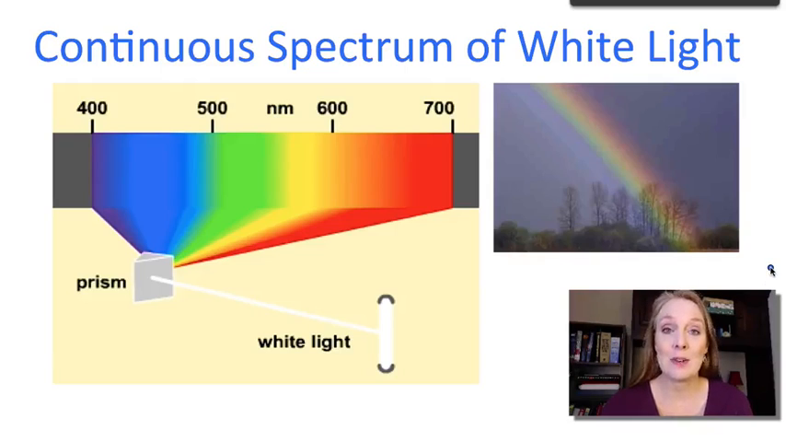Recall that a continuous spectrum of white light can be separated into its component colors by a glass prism. The prism bends the light, and some colors of the light are bent more than others due to differences in their wavelengths. We are observing the same process when droplets of water in the atmosphere separate sunlight into its component colors. The sun produces white light because it is an example of an incredibly hot object.